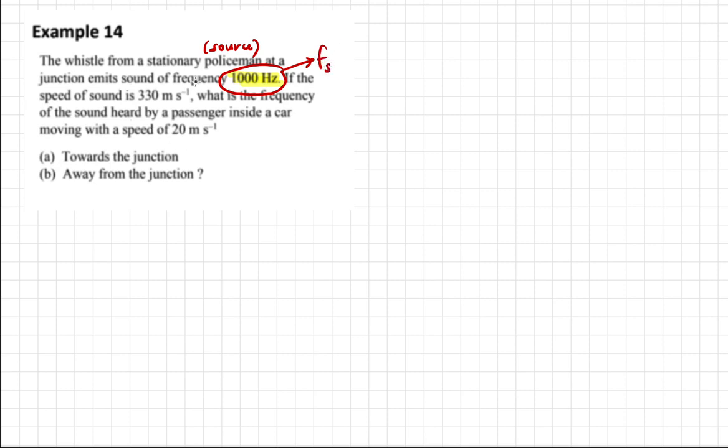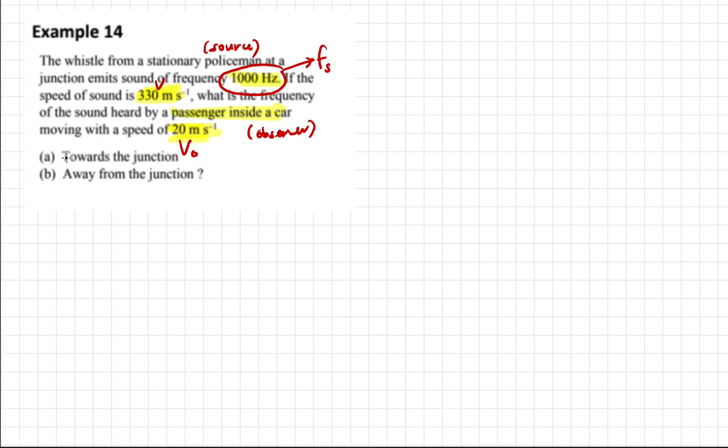If the speed of sound is 330 meters per second, so we have another new piece of information here, which is our V. What is the frequency of the sound heard by the passenger inside a car which is moving with a speed of 20 meters per second? Frequency heard by the passenger inside the car. So the passenger inside the car is actually our observer, and this is the speed of the observer.